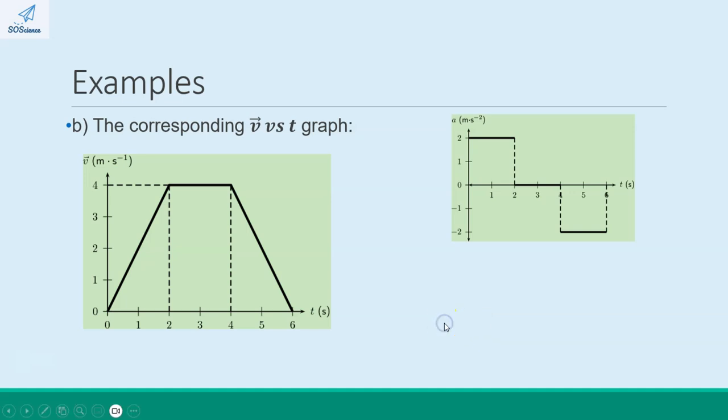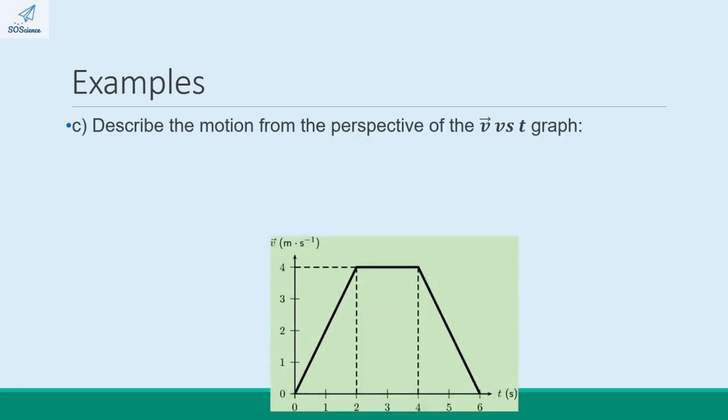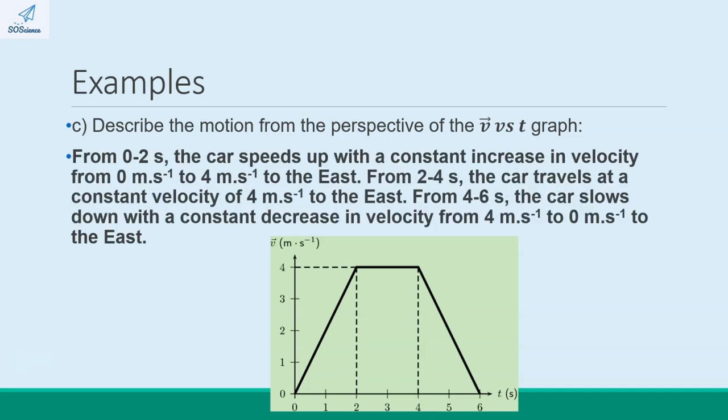Lastly, we need to describe the motion from the perspective of the velocity time graph and then from the perspective of the acceleration time graph. So let's look at the velocity time graph. Again, the motion represented is the same motion, but we would include slightly different values in there. So let's take a look.